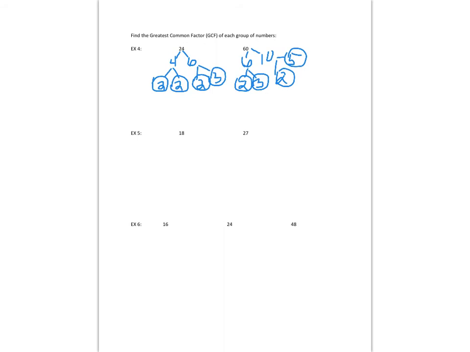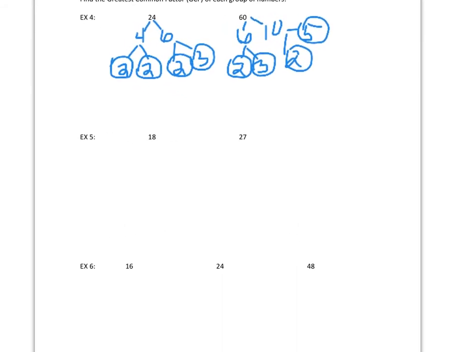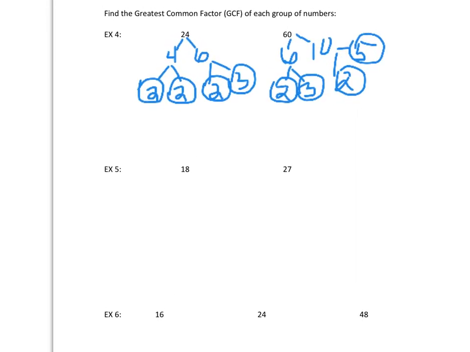So then what we're going to do is stretch out my primes. I'm going to use expanded form for both 24 and 60, and I'm going to line up what they have in common. So here's 24. So 24 has three 2s and a 3, so I'm going to do 2 times 2 times 2 times 3.